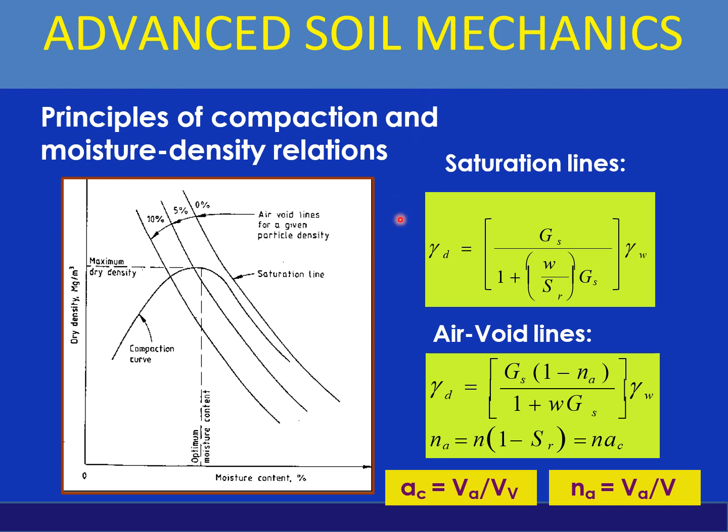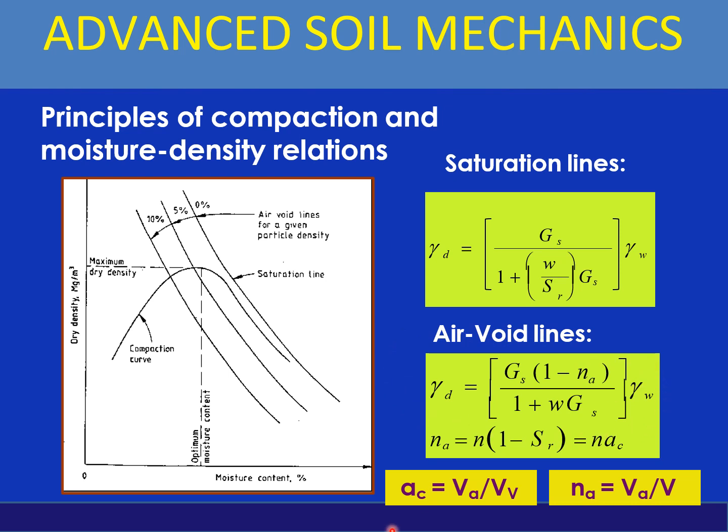You must be familiar with this expression, and that is for the dry unit weight of the soil, and you can see the specific gravity of the soil solids, moisture content, degree of saturation, and this is the unit weight of water. And this expression can be used to draw the saturation lines of different percentages like that, and air void lines can be drawn by using this relationship.